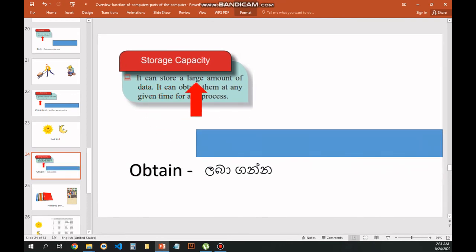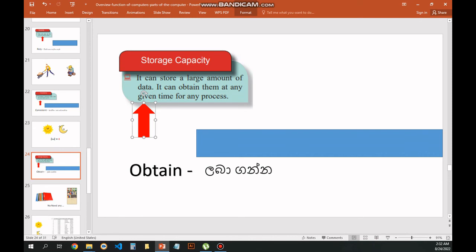It can store a large amount of data. So the computer can store a large amount of data. It can obtain them at any given time for any process. So it's telling us it can obtain them at any given time for any process. What's the meaning here? The computer can store a large amount of data, and at the same time it can obtain it. In Sinhala, obtain means laba ganna, right? So that means we can get those data for any process at any given time.